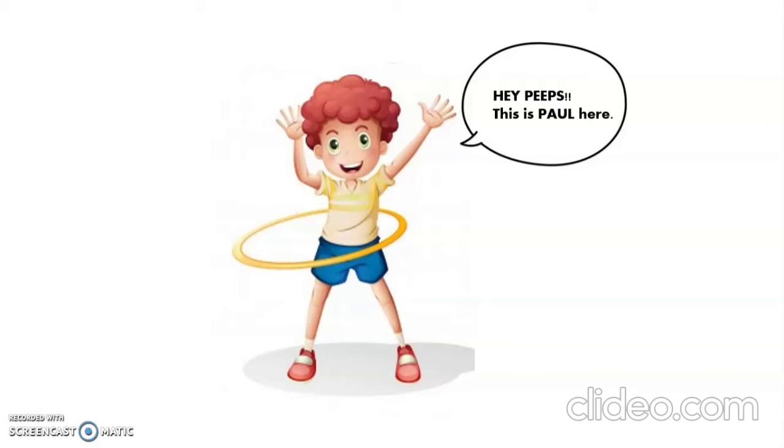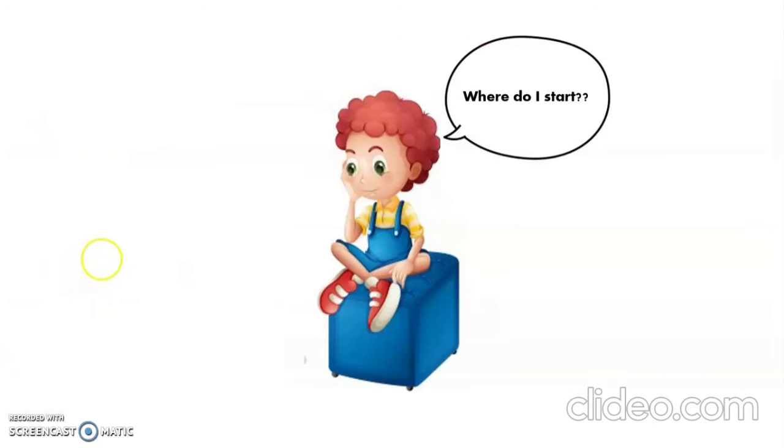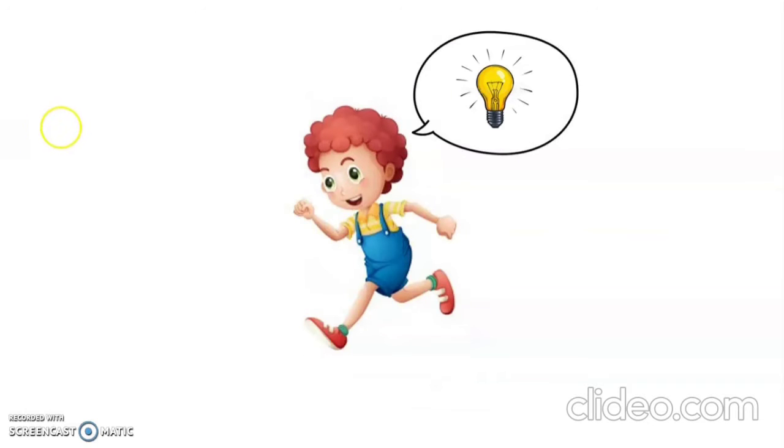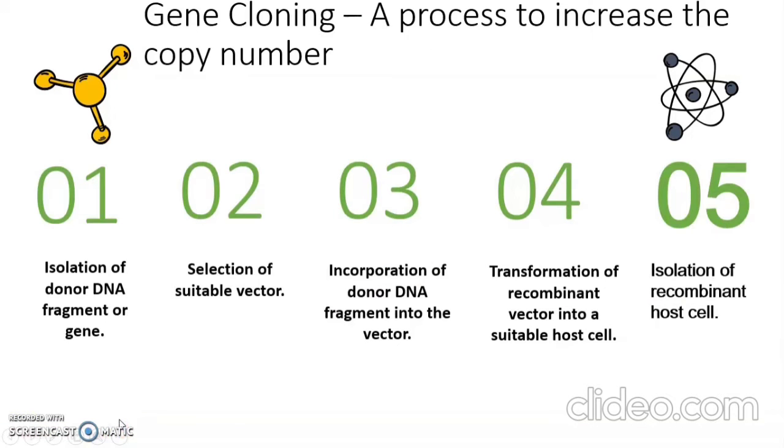Oh my god, the bell rings and it's now time to conclude the class. The class disperses. But curious Paul is all excited to know more about cloning, but is also confused about where to start. But then, he remembers the basic components of cloning taught by his professor. So now, the first task of Paul is to isolate his donor DNA fragments.